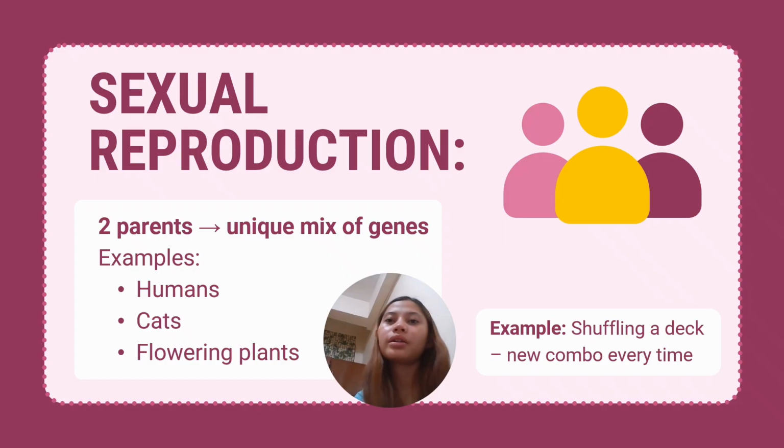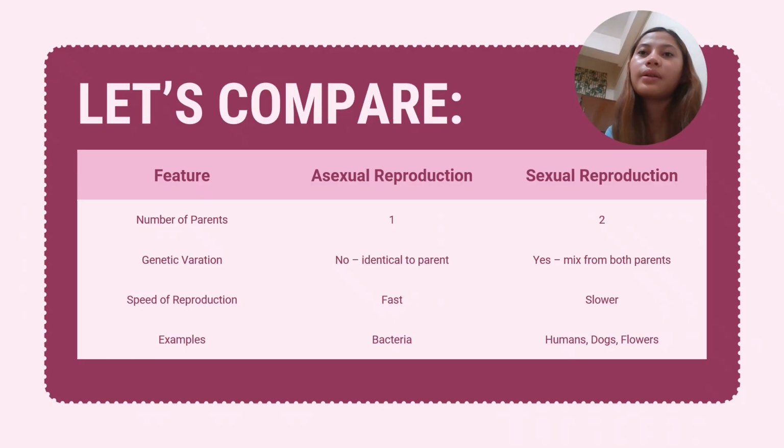So let's compare asexual reproduction and sexual reproduction. For the number of parents, asexual has only one, and sexual reproduction has two. For genetic variation, asexual offspring are identical to the parent, while sexual offspring are a mix from both parents. When it comes to speed of reproduction, asexual is fast, while sexual is slower. The examples we mentioned earlier: for asexual, we have bacteria, and for sexual reproduction, we have humans, flowers, dogs, and so on.